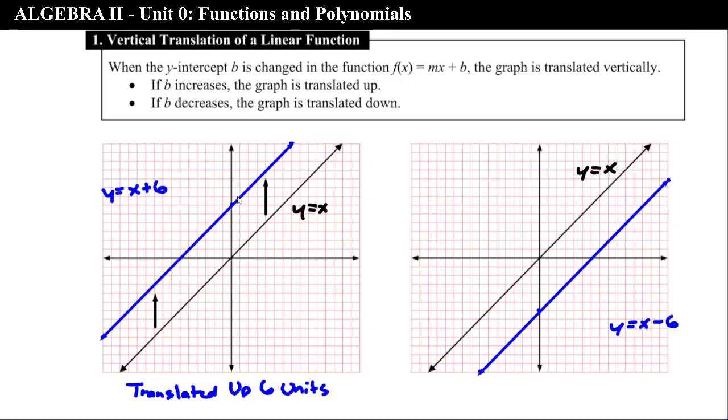Okay? So what we've just done is we have translated the graph downward by 6 units. And again, it's 6 units because we went down along the y-axis by 6 units. 1, 2, 3, 4, 5, 6. You can count that anywhere along this graph. 1, 2, 3, 4, 5, 6. So we will say that this graph was translated down 6 units.